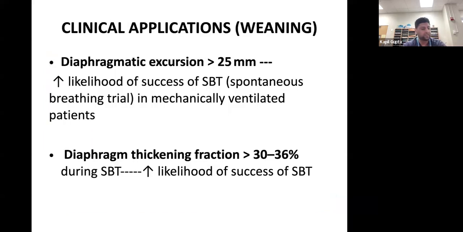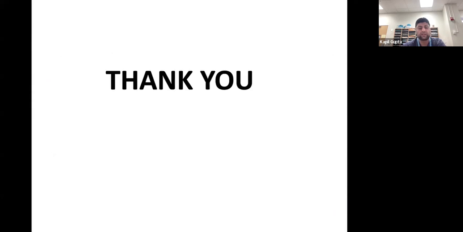So the clinical application is for weaning. Any diaphragmatic excursion of more than 25 millimeters has a higher likelihood of success of a spontaneous breathing trial. Diaphragmatic thickening fraction of more than 30% during a spontaneous breathing trial, again, is generally associated with successful weaning.